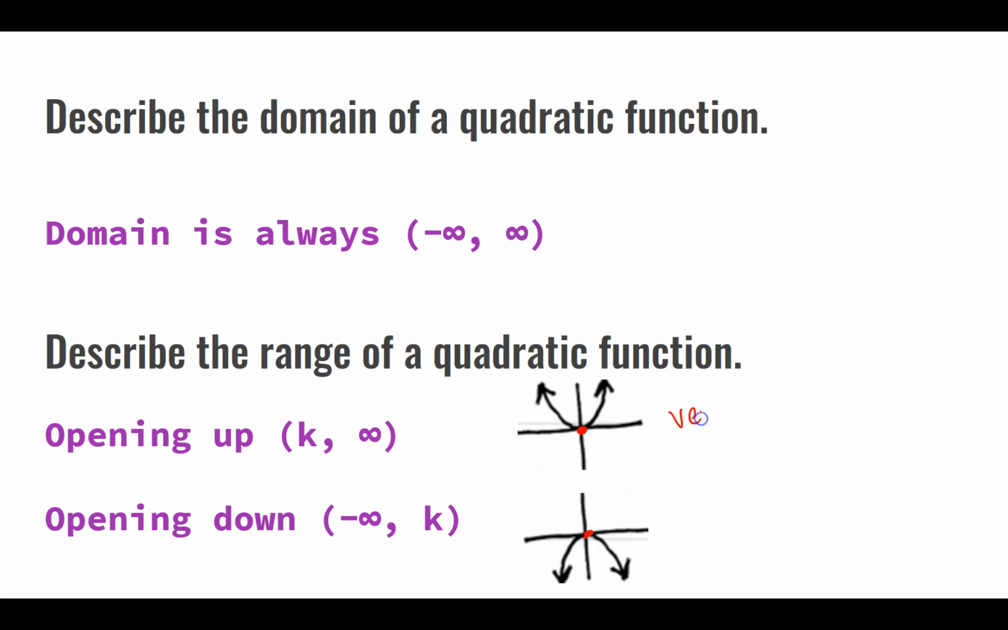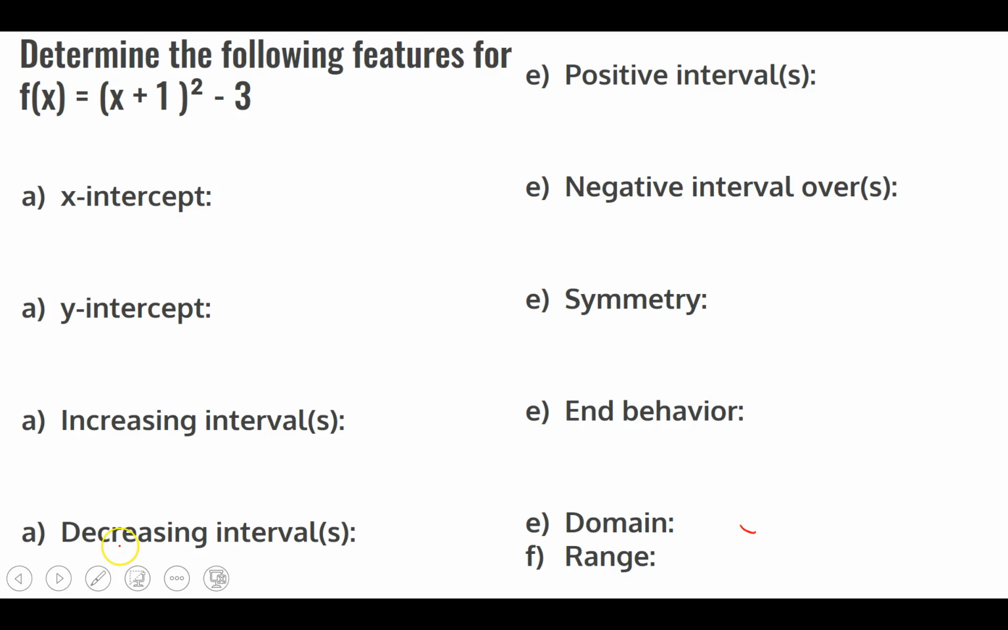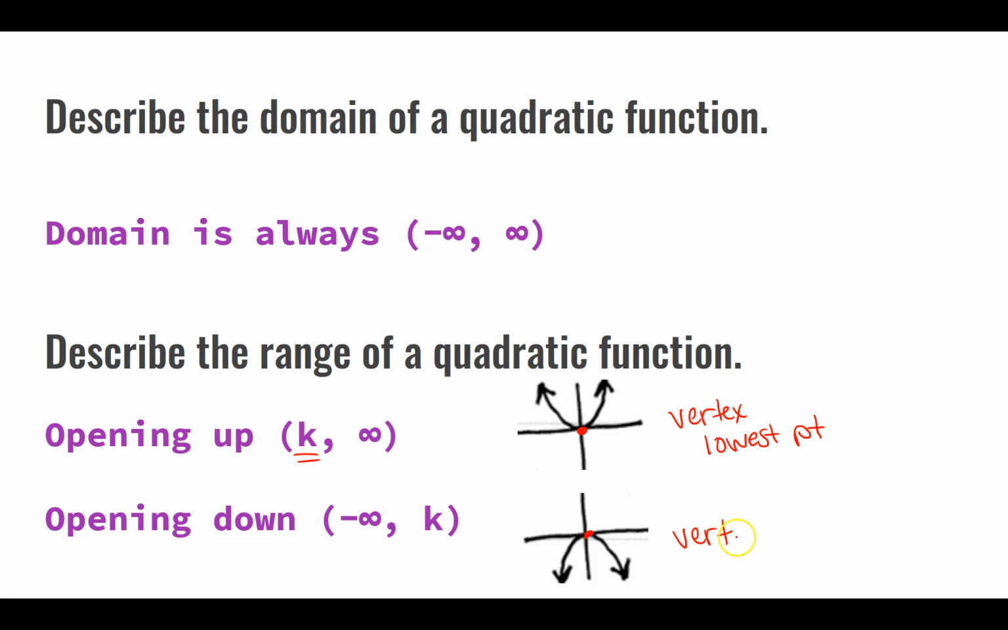So here, my vertex was the lowest point. And that's how we start with K. Here, my vertex was the highest point, right? That's the highest y value it's going to have. So that's why it was at the end. Because we always do lowest and then highest.